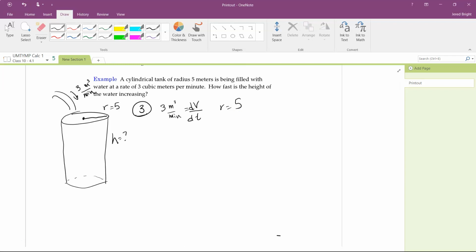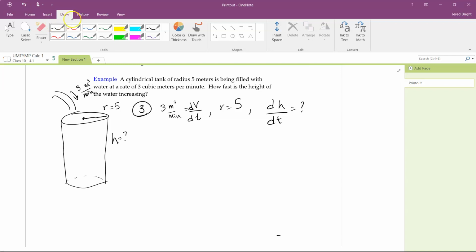And then I guess, what is it that the question is asking? How fast is the height of water increasing? Well, the height of water is h, right? But if we're looking at how fast the height is increasing, that's a rate at which height is increasing. So that's how fast it's changing. That's a time derivative. So we want to know effectively how many meters per minute the water is increasing. So that's my goal.